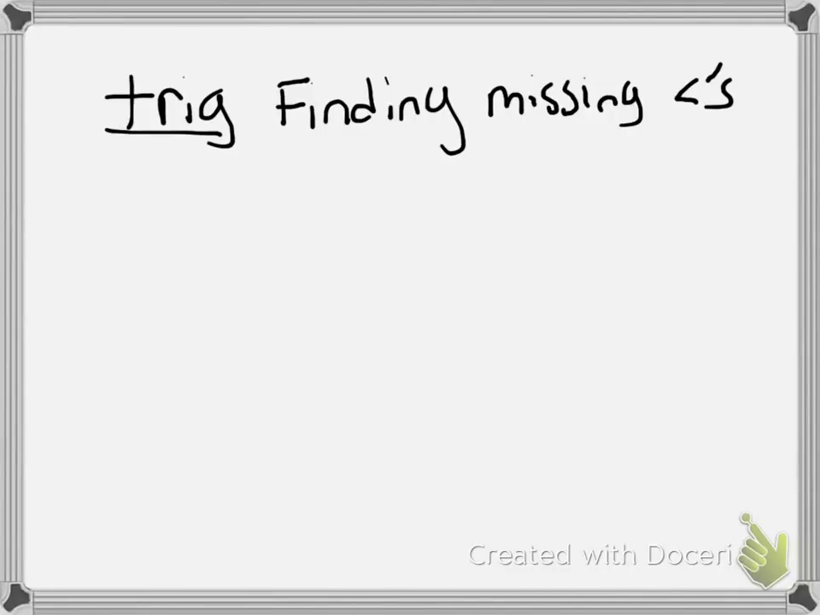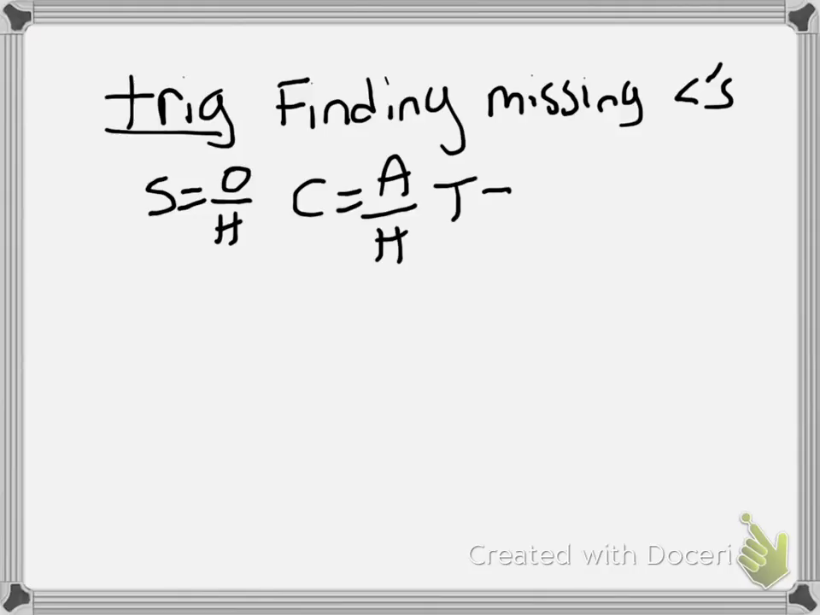Alright, so now that we learned a little bit about trig and finding missing sides, now we're going to start looking at trig and finding missing angles. So we're still going to use our sine, our cosine, and our tangent.